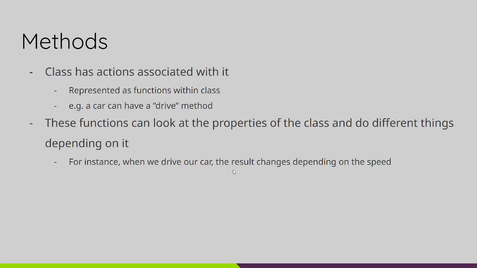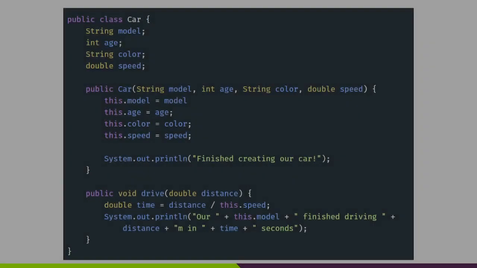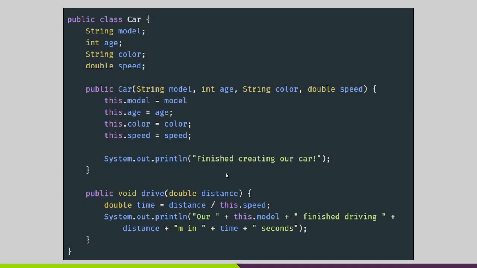So, methods. Classes also have methods. Methods are functions associated with a class. So you can see we have a drive method which will give us a time, and it's going to print out our time. You can see since it's void, it doesn't return anything, but rather just executes.